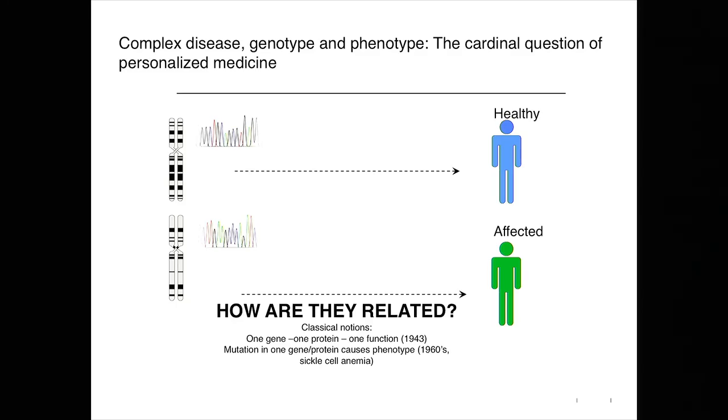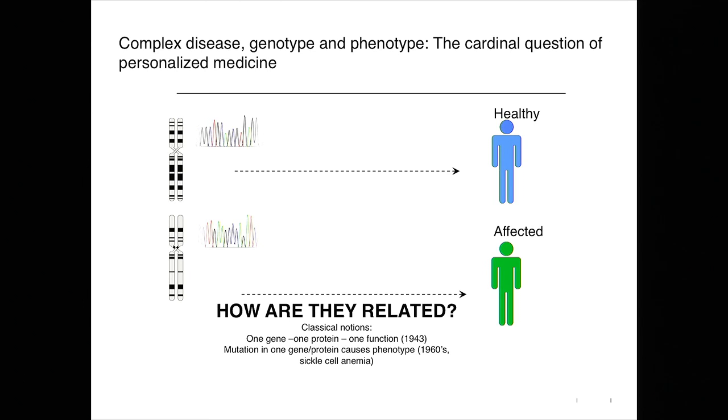So the question we want to ask is, in an animal like a mouse, how do different genotypes, which can be measured, relate to these two phenotypes, for instance, those affected with the disease and those that are not? And how do we go from here to here beyond just SNP associations? So how are these two sides related?